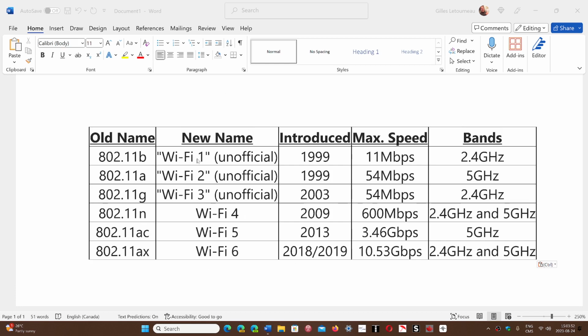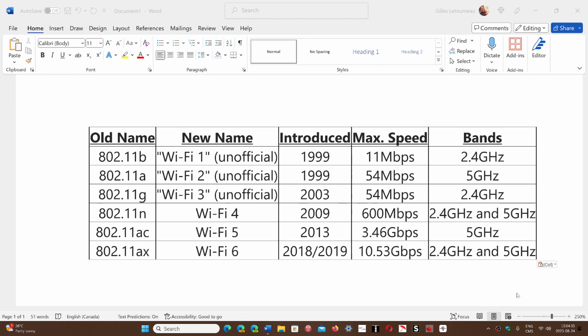So these first three are unofficial, and these are the max speed that you're getting actually, and the bands that they use. Starting with N is a big bump in speed. N is called Wi-Fi 4. And that gives you 600 megabits per second connectivity, which is pretty good for most. If you have an N, you're at the limit, but you can still probably keep it. AC and AX are the two latest ones, one introduced in 2013, one in 2018-19. These now go into the gigabits per second speed, and that is very, very fast.